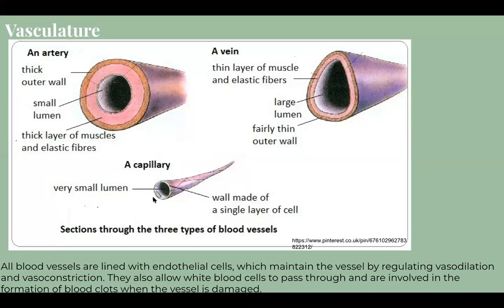And then you can see compared to the arteries and veins, the capillary is really thin, has a single layer of endothelial cells, and also a very small lumen. And just a note I have here about what endothelial cells actually are. These are cells that maintain the vessel, and they're the functional unit regulating vasoconstriction and vasodilation. They also have a couple other functions, such as forming blood clots in the event of damage, and allowing blood cells like white blood cells to pass through.